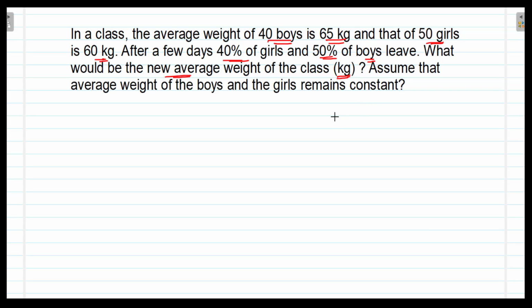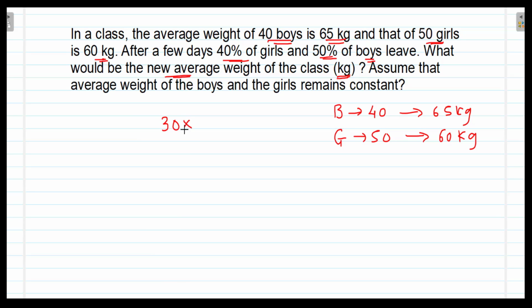Friends, in a class, the number of boys is 40 and the number of girls is 50. The average weight of boys is given as 65 kg and the average weight of girls is given as 60 kg. And it is said that after a few days 40% of girls leave. 40% of girls leave, it means 60% are present, and 60% of 50 will be 30. It means that 30 girls are present.